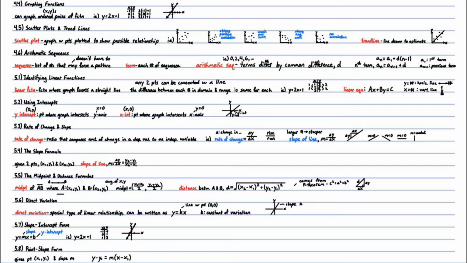The slope formula, given 2 points, (x1, y1) and (x2, y2). The slope of the line through these 2 points equals y2 minus y1 divided by x2 minus x1, which equals change in y divided by change in x.